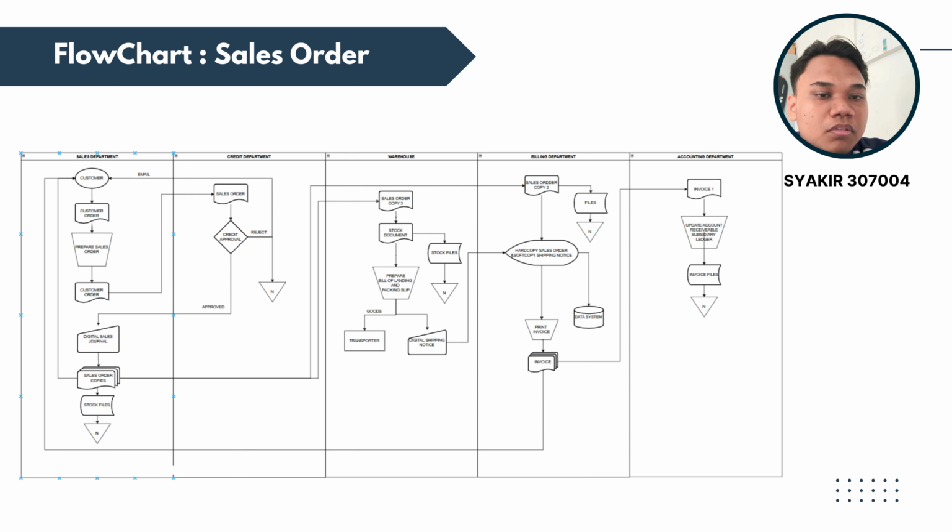The second one will display hard copy sales order and soft copy shipping notice. The one will go to the data system and also print the invoice. The first invoice will go to the accounting department. The second invoice will go to the customer. From the invoice, one will update the accounts receivable subsidiary ledger and also go to the invoice file.